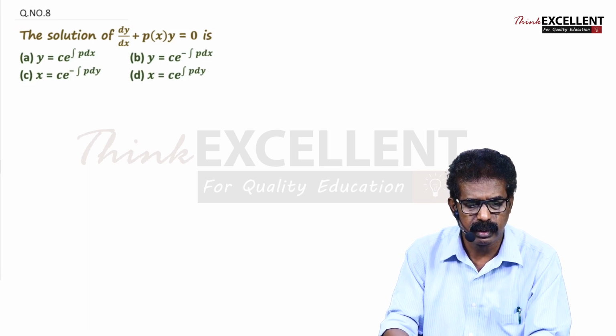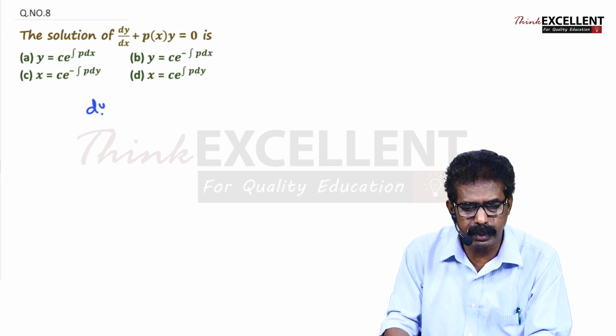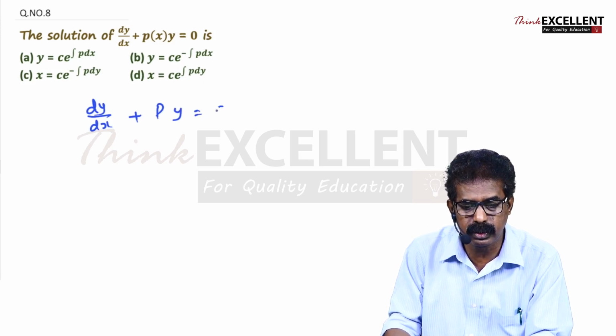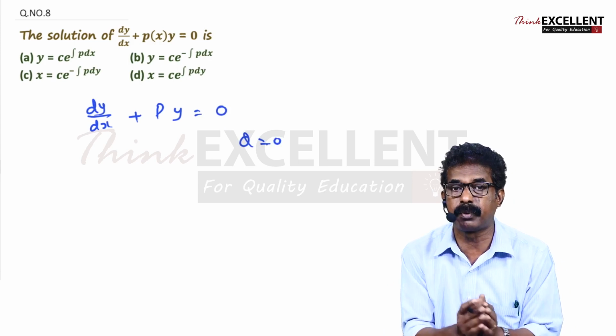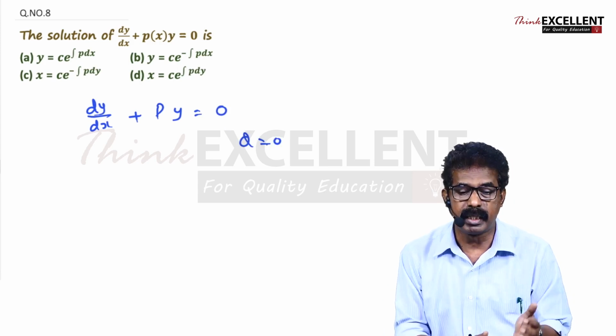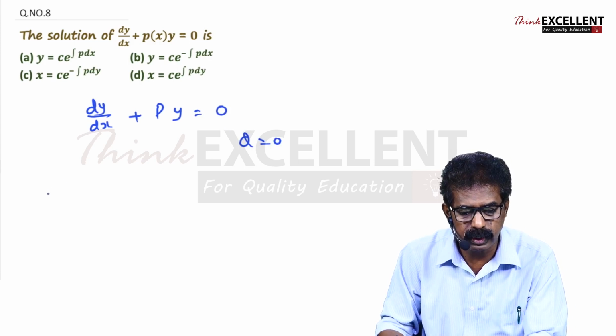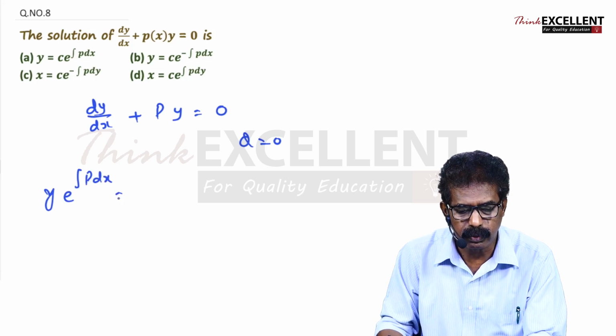Listen to the next question. The solution of dy by dx plus py, p is a function of x, that's why they have given p of x, equal to 0, q equal to 0. Linear equation general form, linear in y: dy by dx plus py equal to q, here q value is 0. So solution is y into e raised to integral p dx equal to integral q into e raised to integral p dx dx plus c.